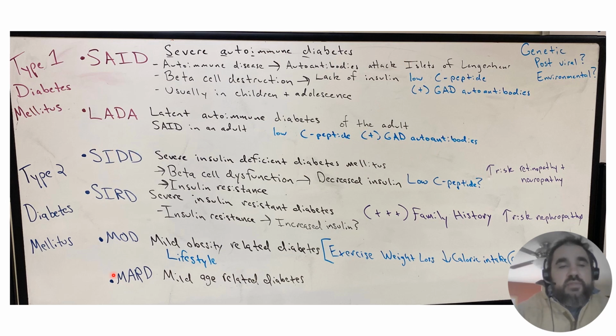Now, you have 4 subtypes of type 2 diabetes: SID, SIRD, MOD, and MARD. So SID is severe insulin deficient diabetes, and SIRD is severe insulin resistant diabetes.